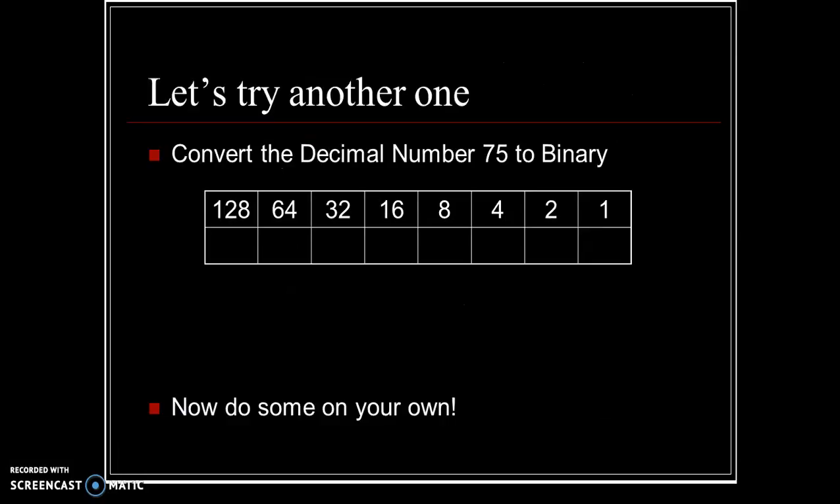So if we try another one, we can convert the decimal number 75 to binary. If we were in the classroom, I'd probably do this on the board, but since we're not, you can go ahead and do this one on your own. Pause it and come back. Also, if you wish, you can work through some of the numbers on the worksheet.